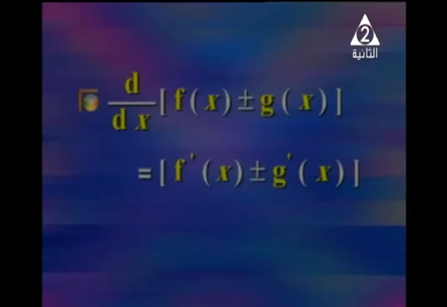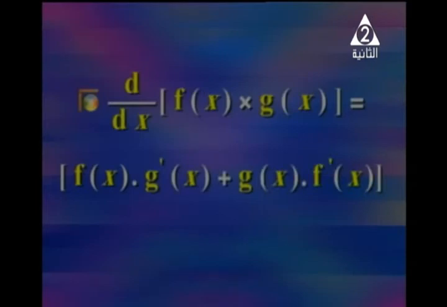Look at, dear student, d over dx of f of x times g of x, product of two functions. What is the rule? The first f of x times differentiation of the second plus second times differentiation of the first. Remember, dear student, we multiply f of x, g of x, and define differentiation of product of two functions. The rule is, write the first function times differentiation of the second plus second function times differentiation of the first function.